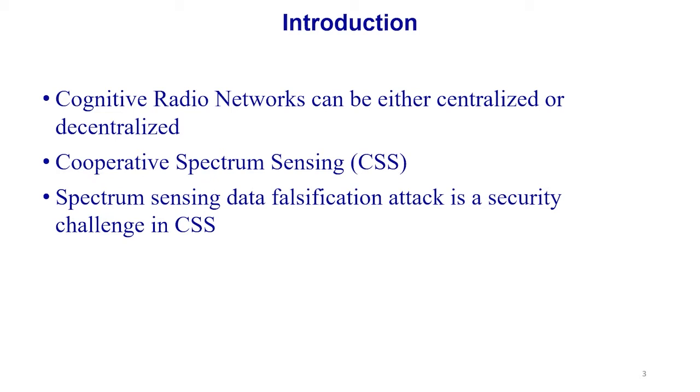This technology is still susceptible to security issues, and one of the major ones is known as the spectrum sensing data falsification attack. If there is an attacker in the network, its main objective is to send falsified information to its neighbors or to other secondary users in that network. This is a very serious issue that we would like to look into.